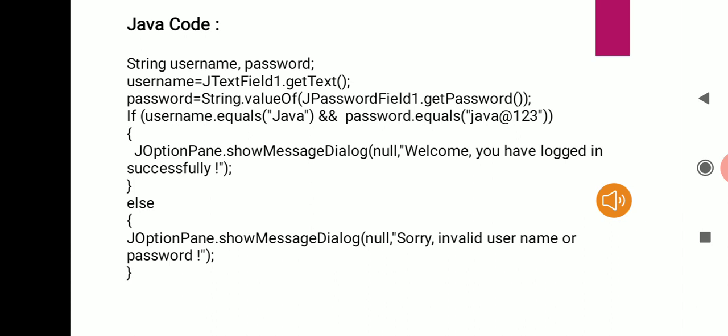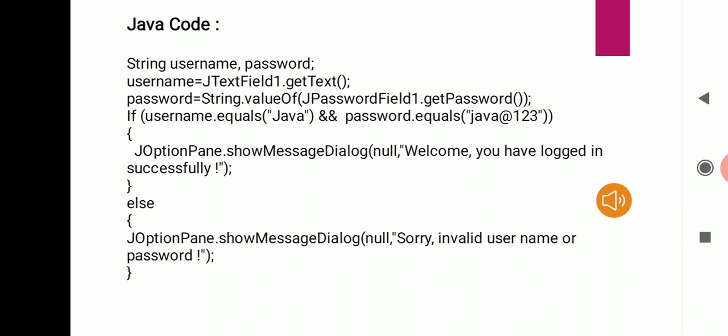The Java statement to do that is JOptionPane.showMessageDialog, then within bracket you have null and then a comma and then the text to be displayed within inverted commas, which is "Welcome, you have logged in successfully." Note that when you supply the null argument like that, the message dialog will be centered on the user's screen. That means you will be able to view the message dialog at the center of the user's screen.